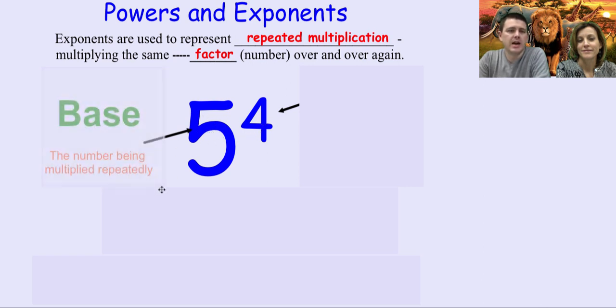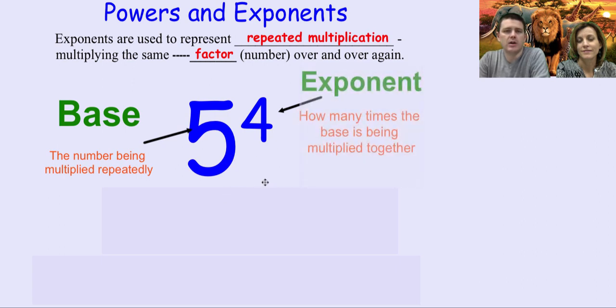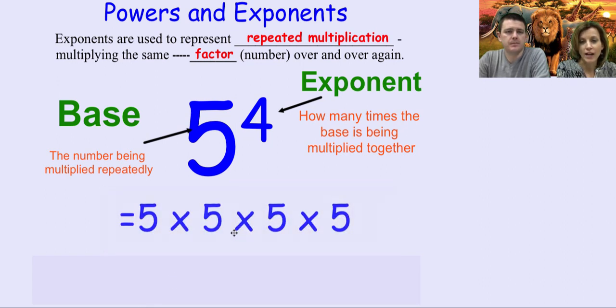The big number is our base. It's the number that's being multiplied over and over again. So in this case, we're going to have a bunch of 5s multiplied together. The smaller elevated number is our exponent. We're not multiplying by the 4. The 4 is just telling us how many 5s are being all multiplied together. So when we write this out, we're really talking about 5 times 5 times 5 times 5. 5 is the base that needs to be multiplied 4 times, which is what the exponent is talking about in the little tiny print on the right side of the number.